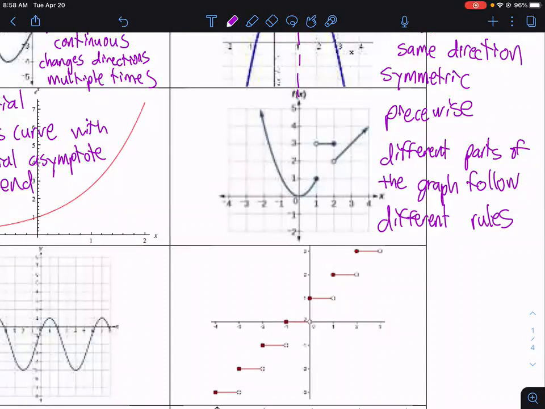Okay, so again, in this case, looks like the x values from 1 down to negative infinity follow one set of rules, 1 to 2 follow a second set of rules, and 2 on follow a third set of rules.